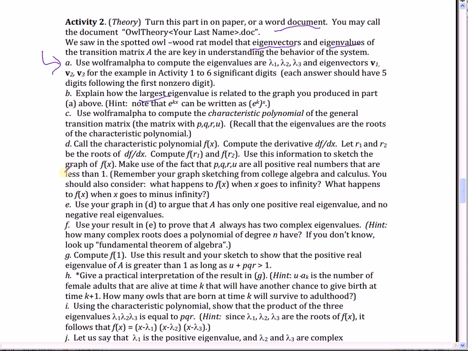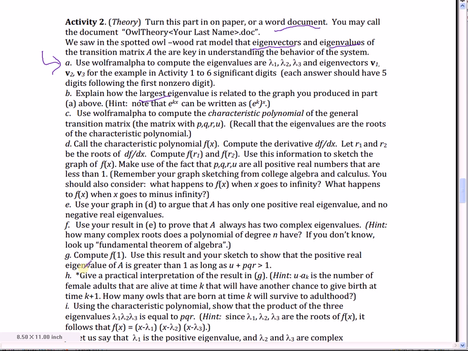Now, once you have this sketch, I want you to use it to give an argument that the transition matrix has only one positive real eigenvalue and no negative real eigenvalues. Remember, the eigenvalues of A are the roots of the characteristic polynomial. You can use that information to solve E. Move on to F. Use your result from E to prove that A always has 2 complex eigenvalues. You can read this hint, and if you don't know this fact, you can look it up on the web.